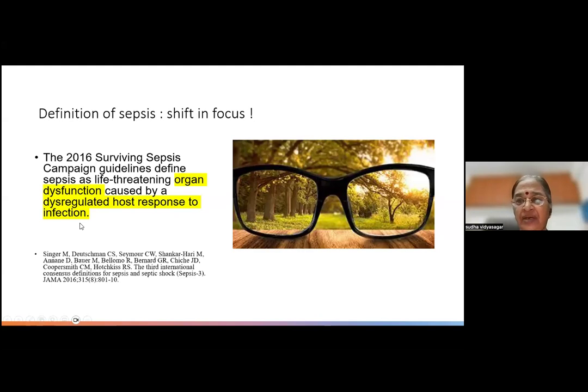So it's not the infection. Everybody can get an infection. People can get a pneumonia. People can get urinary infection. People can get malaria. Everything is possible. But the point is, there is a dysregulated host response to infection, and that is causing organ dysfunction. So the whole thing has changed from being about the bacteria and the organism to the host response. And this is where biomarkers will come in, and that's why we are going to talk about this.